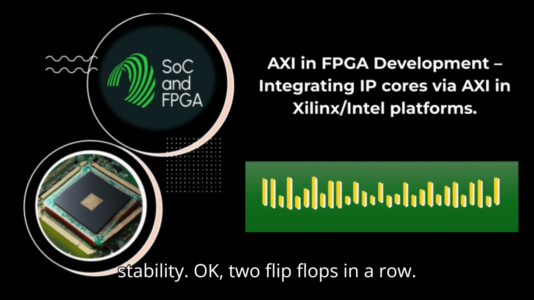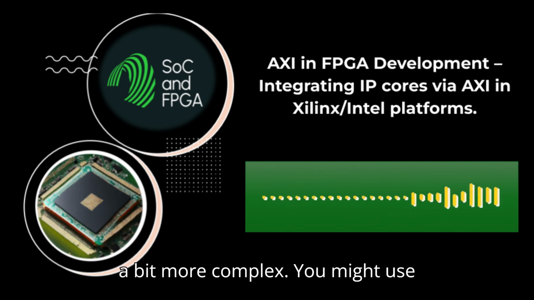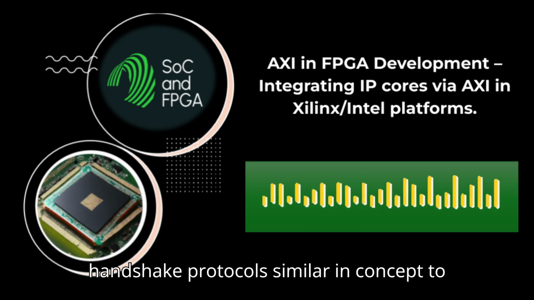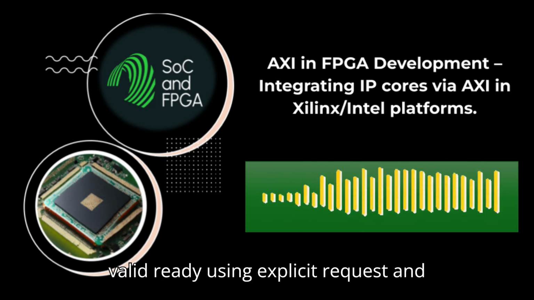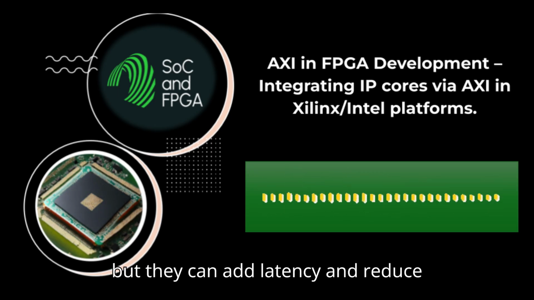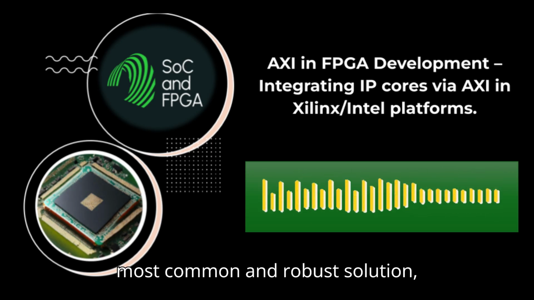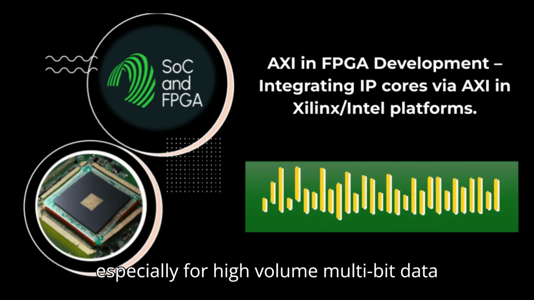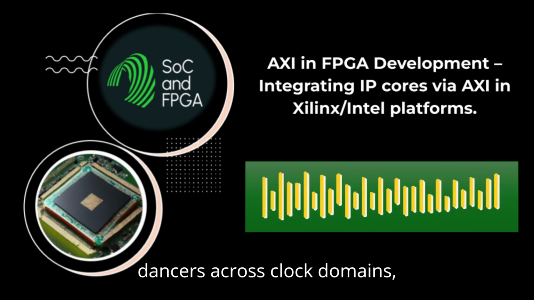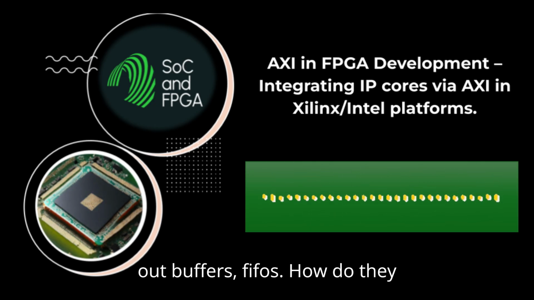Okay, 2 flip-flops in a row. For multi-bit control signals, things get a bit more complex. You might use handshake protocols, similar in concept to valid ready, using explicit request and acknowledge signals. These are robust, but they can add latency and reduce throughput. Right, more overhead. But the most common and robust solution, especially for high-volume, multi-bit data transfers across clock domains, are asynchronous FIFOs, first in, first out buffers. Ah, FIFOs. How do they work for CDC?